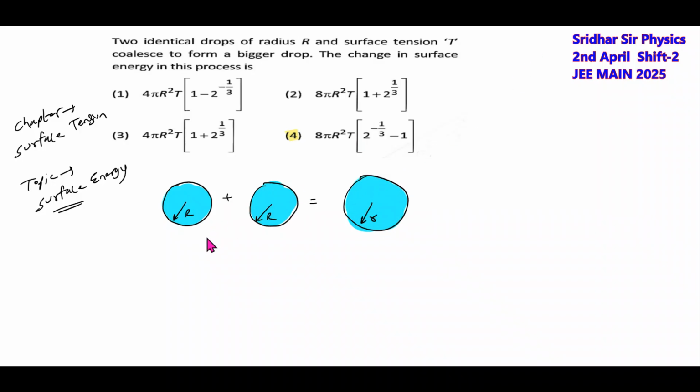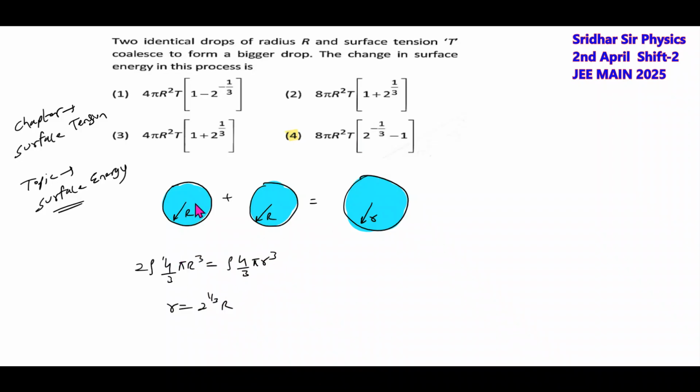The question is asking for the change in surface area, that one. First, the volume should be conserved, so the total mass should be conserved. So rho into 2 times 4 by 3 pi r cube should be equal to rho into 4 by 3 pi R cube, where R is equal to 2 to the power of 1 by 3 into r. Keep this value like this.